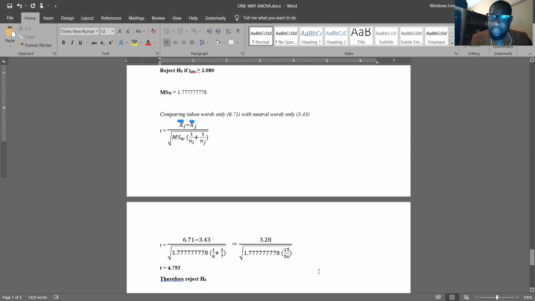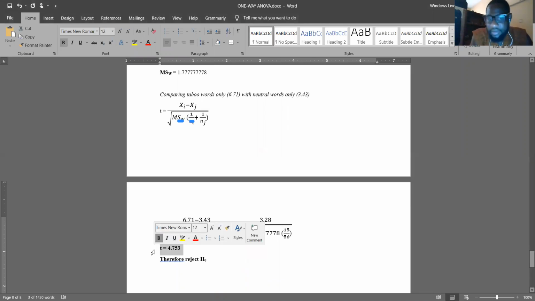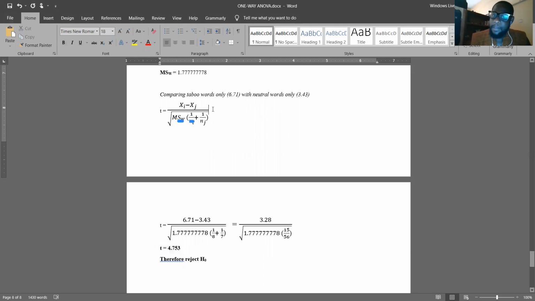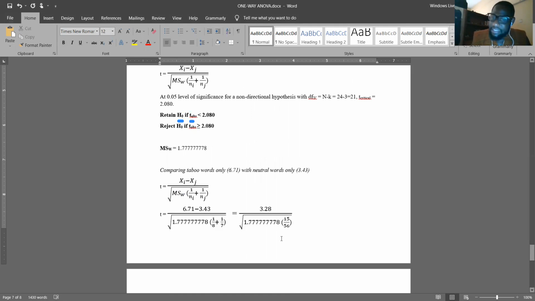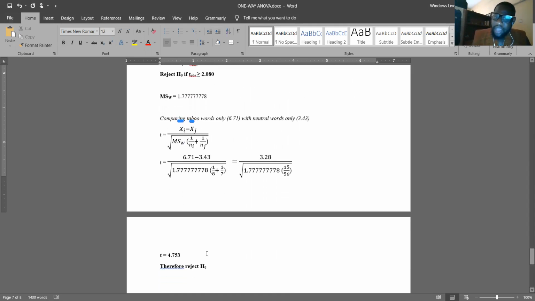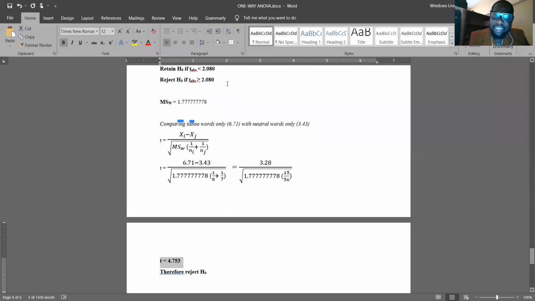So when you calculate this, you're supposed to get a value of 4.753. Sorry, so this is the t observed value that we want. After you've gotten this value, you're supposed to compare this t observed value, the protected t-test value that you have, with your t critical.